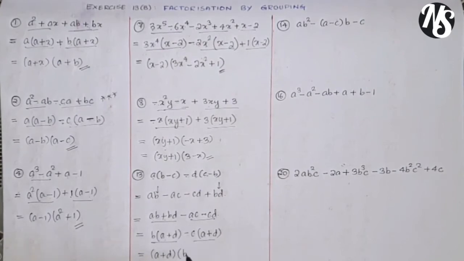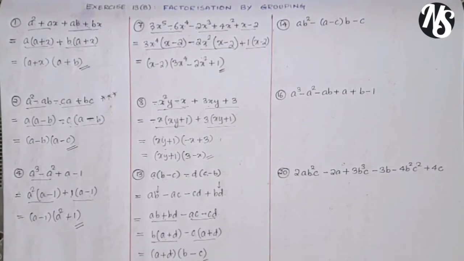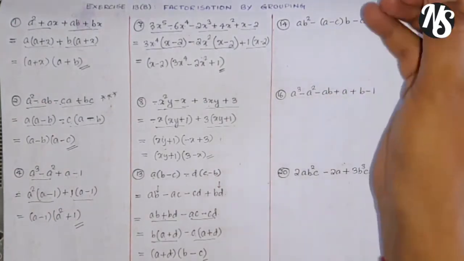So from here we get B, minus from here we get C. A plus D is gone, so only minus C is left. So this will be my answer for question number 13. Let's have question number 14.